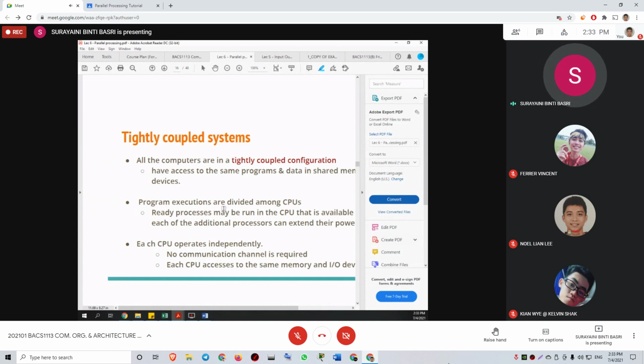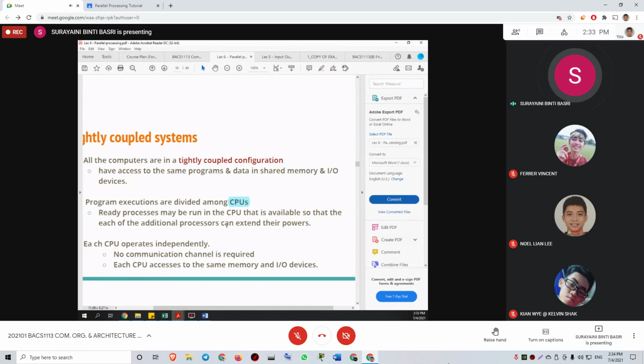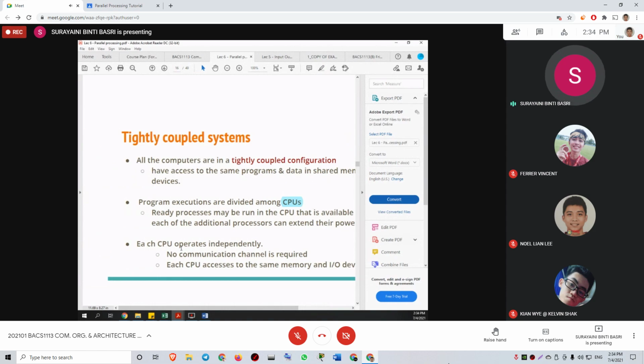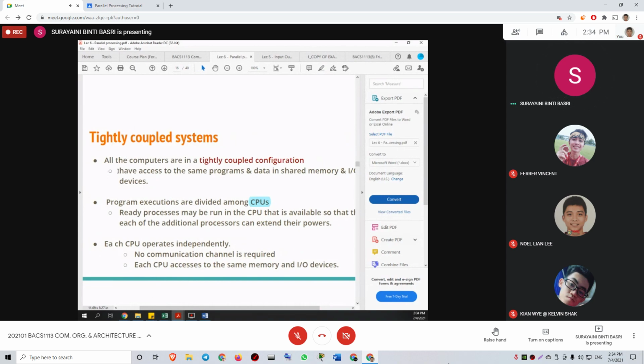Program executions are divided among the CPUs because there is more than one CPU. So program execution will be divided among all of the CPUs. A ready process may be run on whichever CPU is available so that each additional processor can extend its power. Each CPU can operate independently, meaning no communication channel is required, and each CPU accesses the same memory and I/O devices. This is the same as above: tightly coupled has more than one CPU, but it shares the same memory and input-output device.